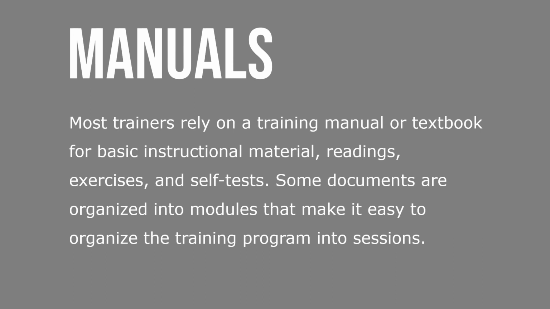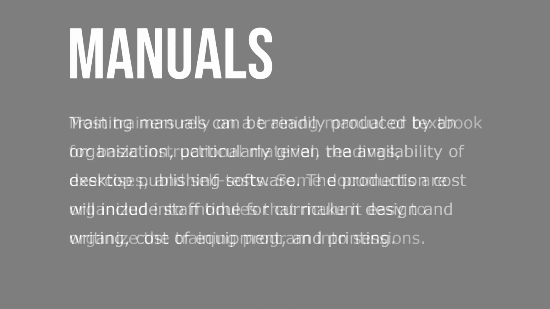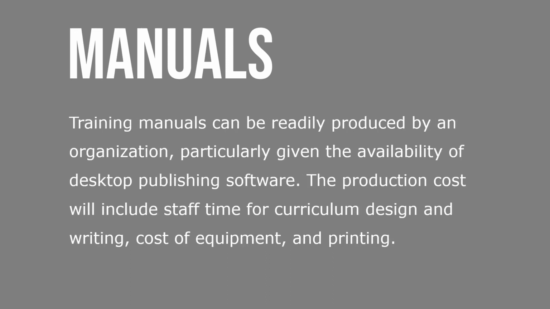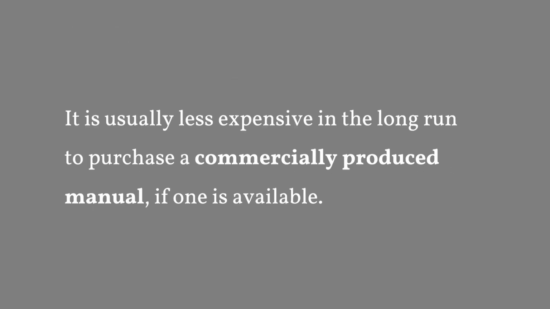Most trainers rely on a training manual or textbook for basic instructional material, readings, exercises, and self-tests. Some documents are organized into modules that make it easy to organize the training program into sessions. Training manuals can be readily produced by an organization, particularly given the availability of desktop publishing software. The production cost will include staff time for curriculum design and writing, cost of equipment, and printing. It's usually less expensive in the long run to purchase a commercially produced manual if one's available.